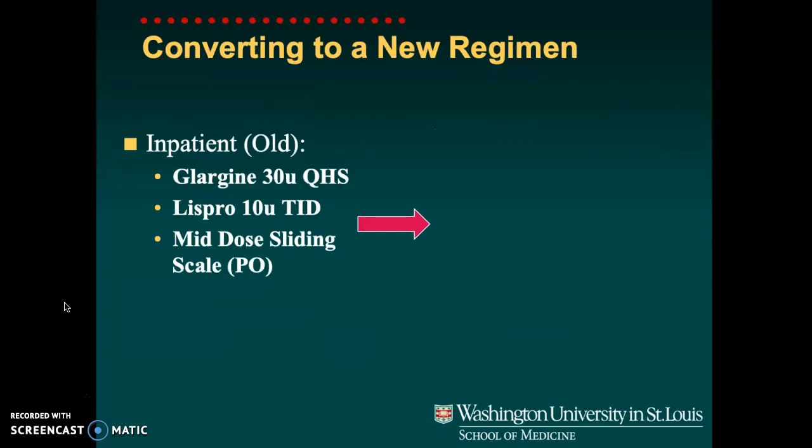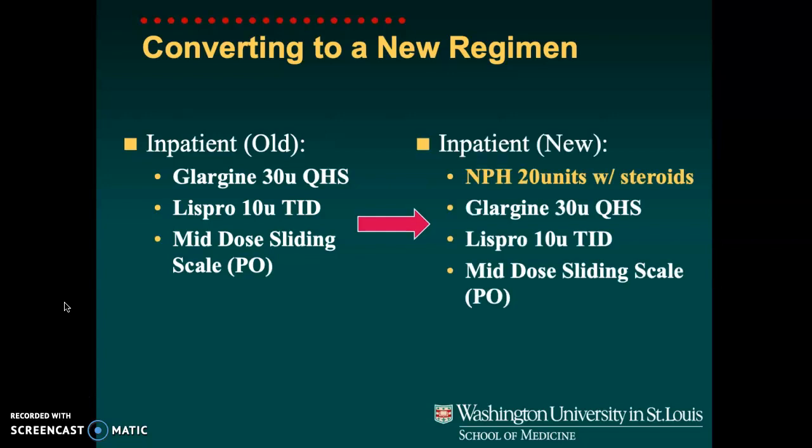So now we can look at what his insulin regimen was before and what it will change to. So as you can see, he's still on his glargine, his Lispro, and that mid-dose sliding scale. What we're going to do now is add this NPH insulin, 20 units, with his steroid dosing.